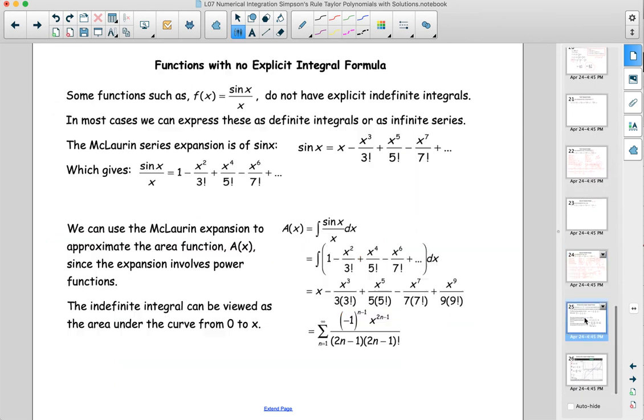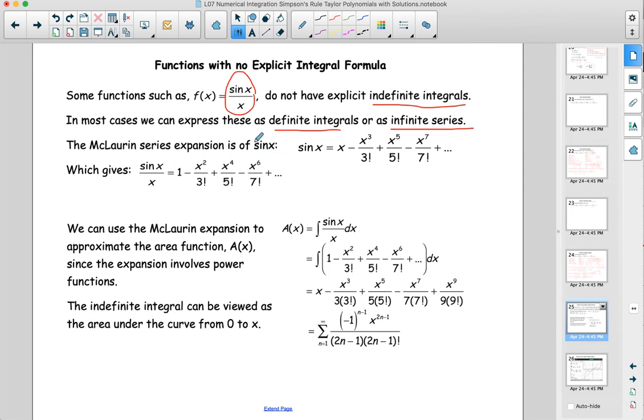Now, why would we use this? So let's take a look. Sine x over x does not have an explicit indefinite integral. So that means you can't come up with a basic function to represent it as an antiderivative. But for these ones that don't have explicit indefinite integral formulas, we could write them as a definite integral, or we could write it as an infinite series.